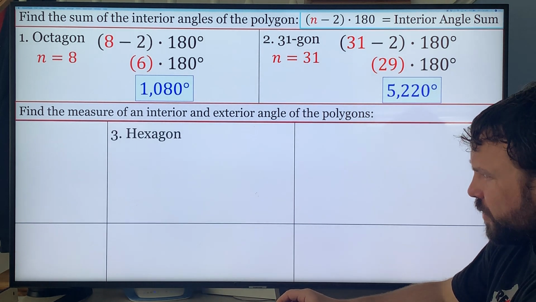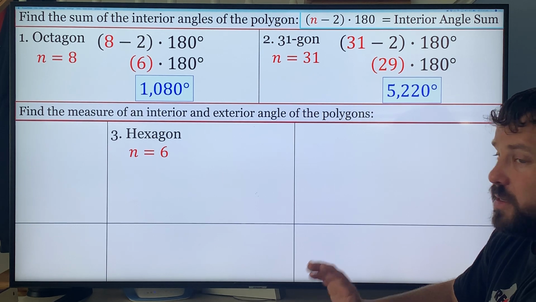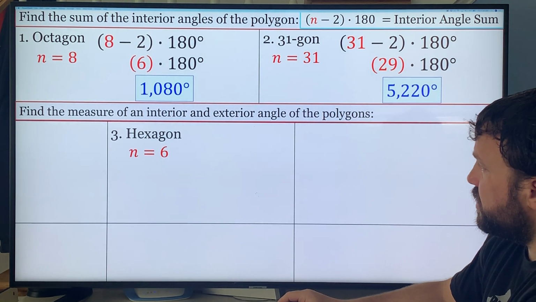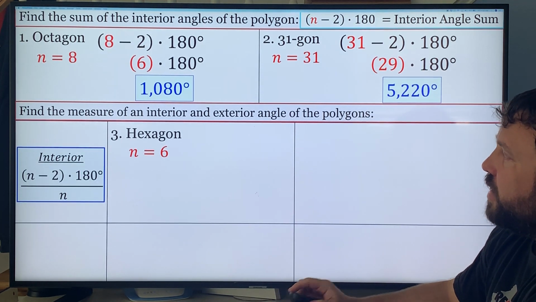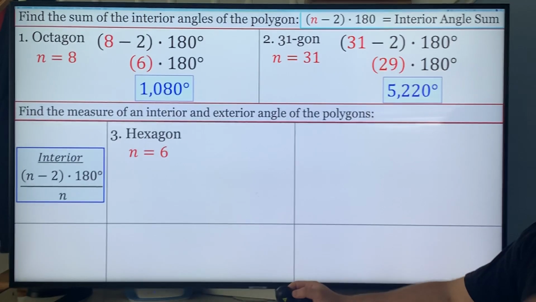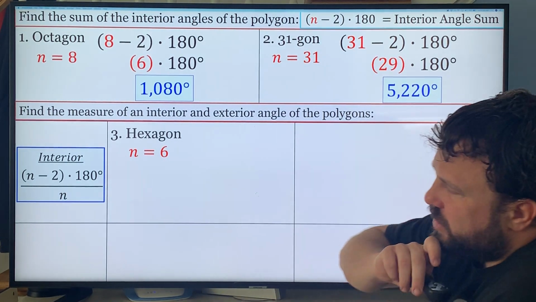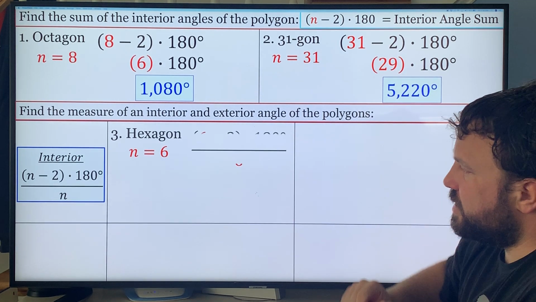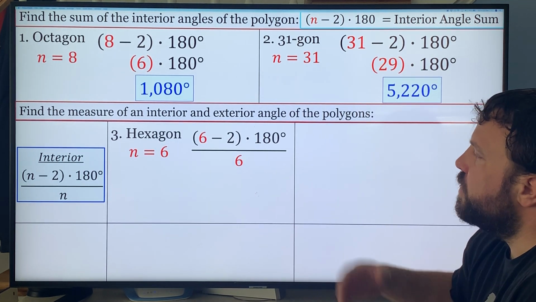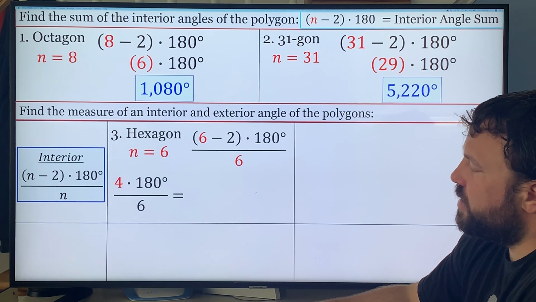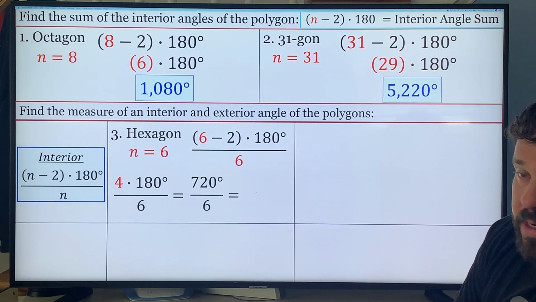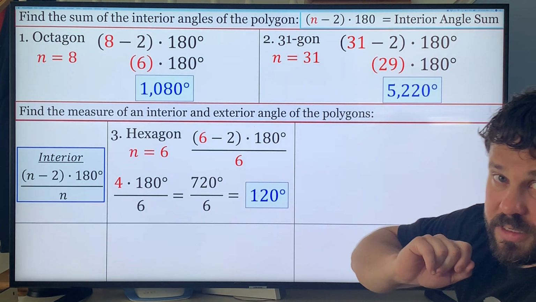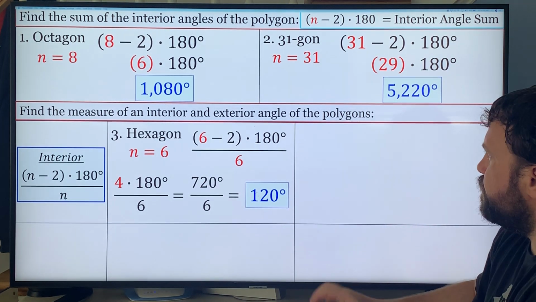So, the first one's a hexagon. Hexagon has 6 sides. Since it is interior, exterior angles, we are going to deal with a regular polygon. So that means all the sides and all the angles are equal. So then you're going to use the regular polygon equation, n minus 2 times 180 divided by n. N is 6 right here. So 6 minus 2 times 180 divided by 6 is 4 times 180 divided by 6. 720 degrees divided by 6, and that gives you 120 degrees. So each one of the 6 angles inside a hexagon would be 120 degrees.